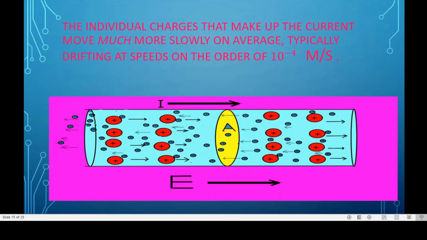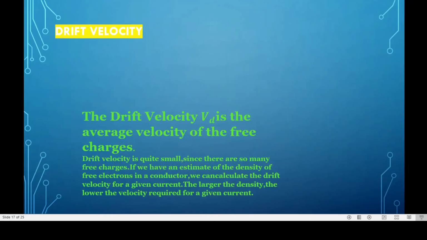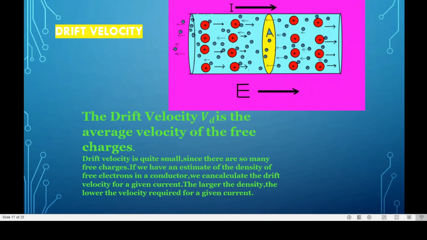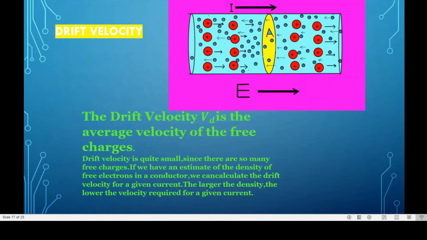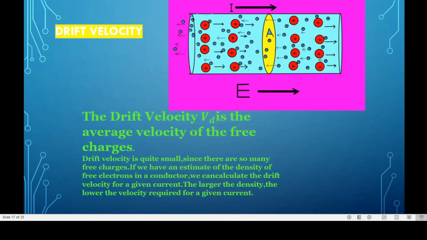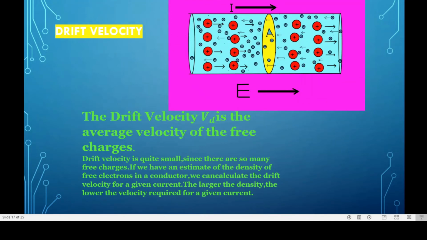That means there is no net flow of charges in any direction. The conduction electrons frequently collide with the atoms of the solid. So what is meant by drift velocity actually? How can we define it?